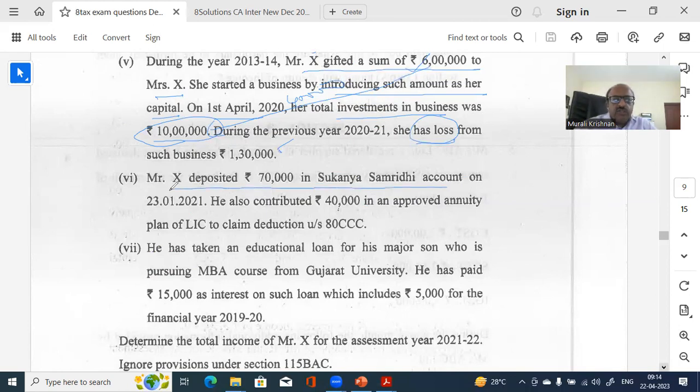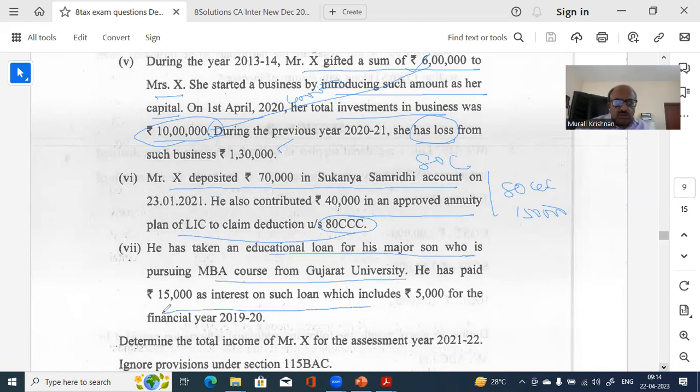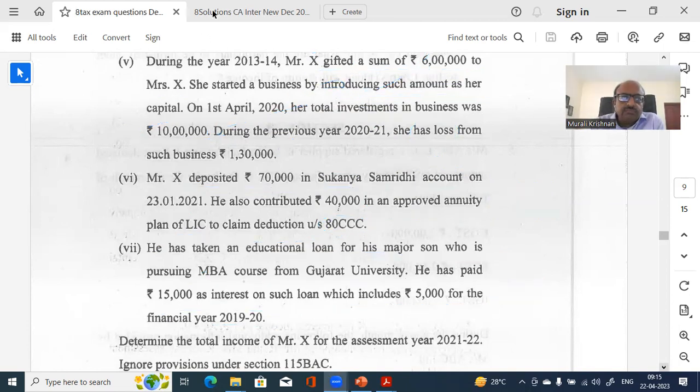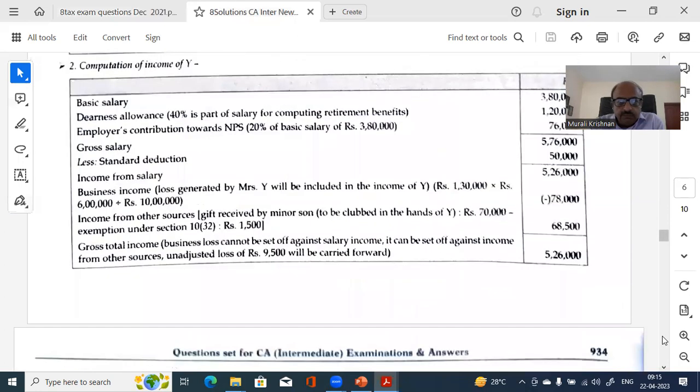Mr. X deposits 70,000 in Sukanya Samriddhi, 80C is available. He contributed 40,000 to an approved annuity plan, which came under 80CCC. Now all this put together, the 80CCE limit is 1,50,000. So that you need to check. Moreover, he has taken an education loan for his major son who is pursuing MBA at a university. He has paid 15,000 interest on such loan, which includes 5,000 for the previous financial year. So here the doubt is whether it is only what is paid for the current year or the whole paid amount. So we have to be careful because this 15,000 includes the previous year also. Determine the total income. The problem is simple, but you need to know. Now see.